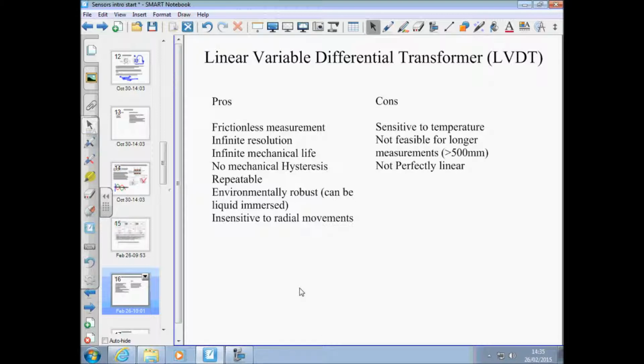You've got no float in it. So if you come from the left or you come from the right to a position, you'll get the same reading. Very repeatable. It's environmentally robust. These things can be immersed in liquid. You have to buy the right version, but they're capable of being immersed in liquid and still operating. And they're insensitive to radial movements of the shaft. Doesn't really matter if that core turns or if the thing moves radially. They are sensitive to temperature. They're not really feasible for long measurements greater than 500 mil. I've certainly not seen one that big.